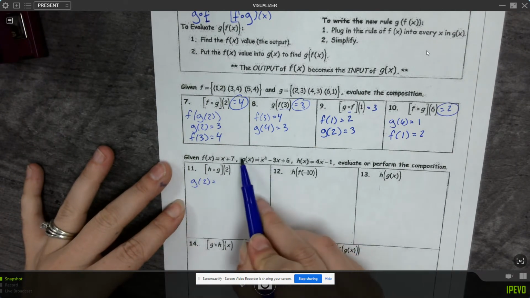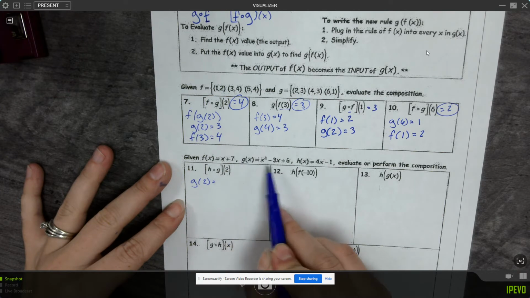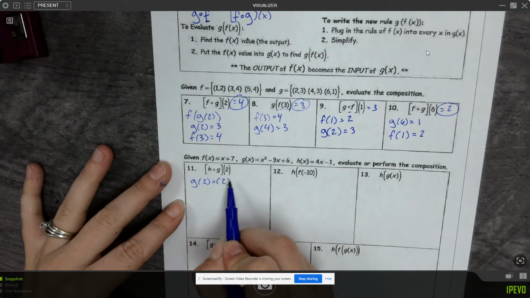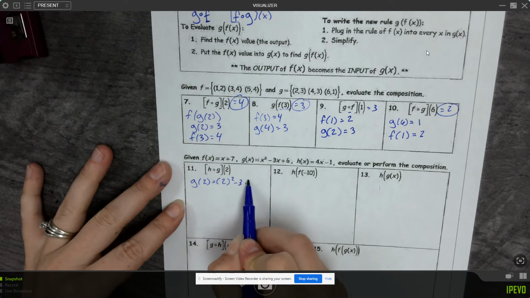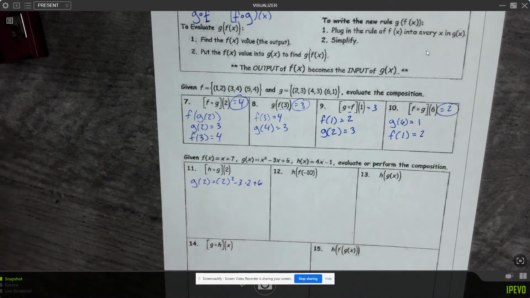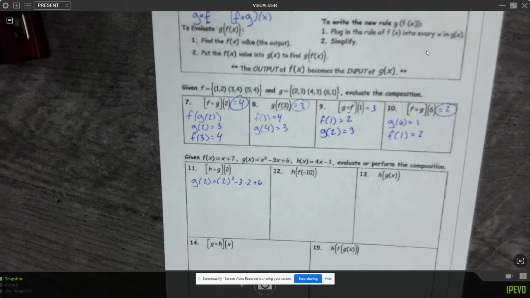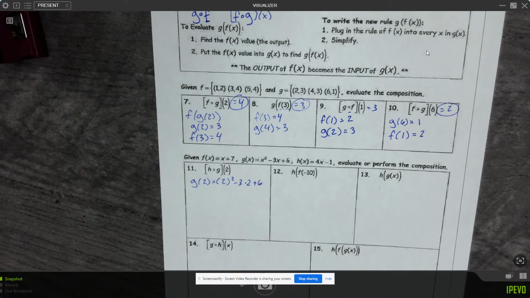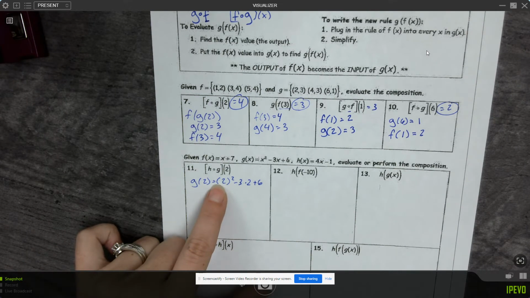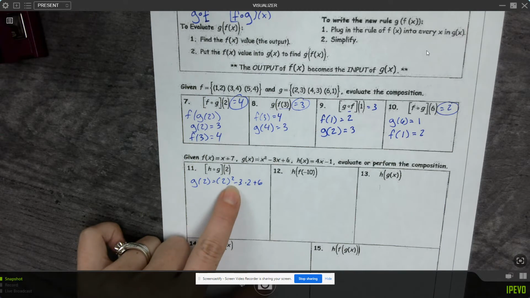So I'm going to use the g function, and I'm going to plug 2 in that function. So 2 squared minus 3 times 2 plus 6. And I don't need you to work that all out. Once you have this out like this, you can just type that straight into your calculator, and you should be able to get your answer.